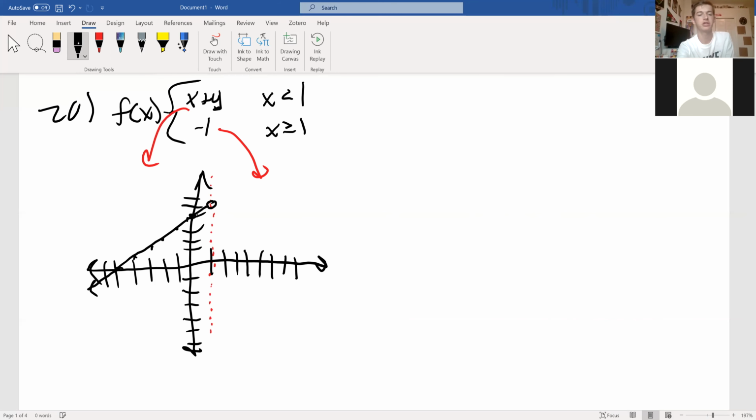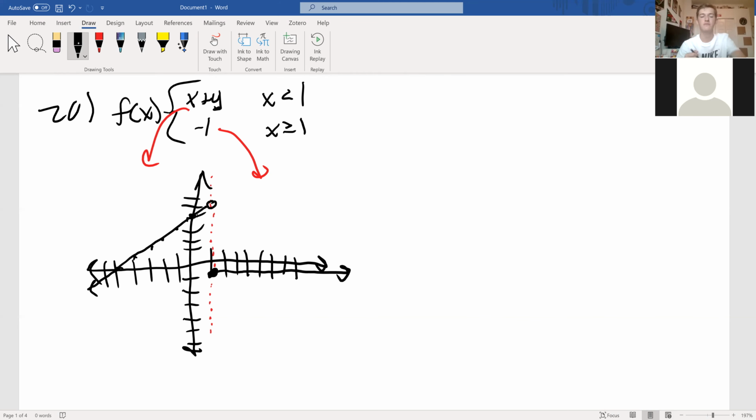And then if I go to my other side, well, it just says that when x is greater than or equal to 1, it's equal to -1. So that's actually going to be a straight line. So it's included on that one since it's a greater than or equal to symbol. So it's a filled in circle. And then I just draw as straight as possible a line going the other way.